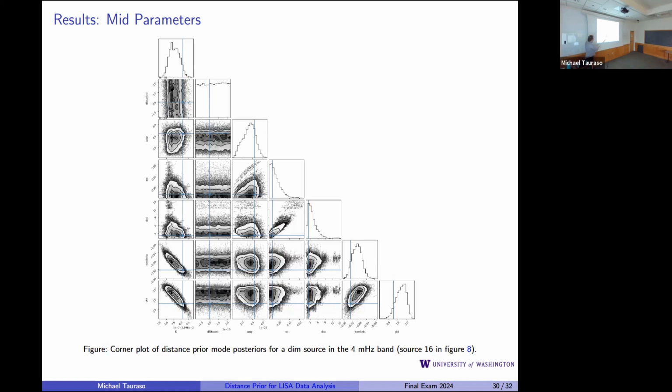We're also still not really getting the F dot astro. I think there's future work to be done here in terms of coming up with a more informative prior for F dot astro, and trying to see if we can use that to help extract that value from the data, because I think it could be really useful.